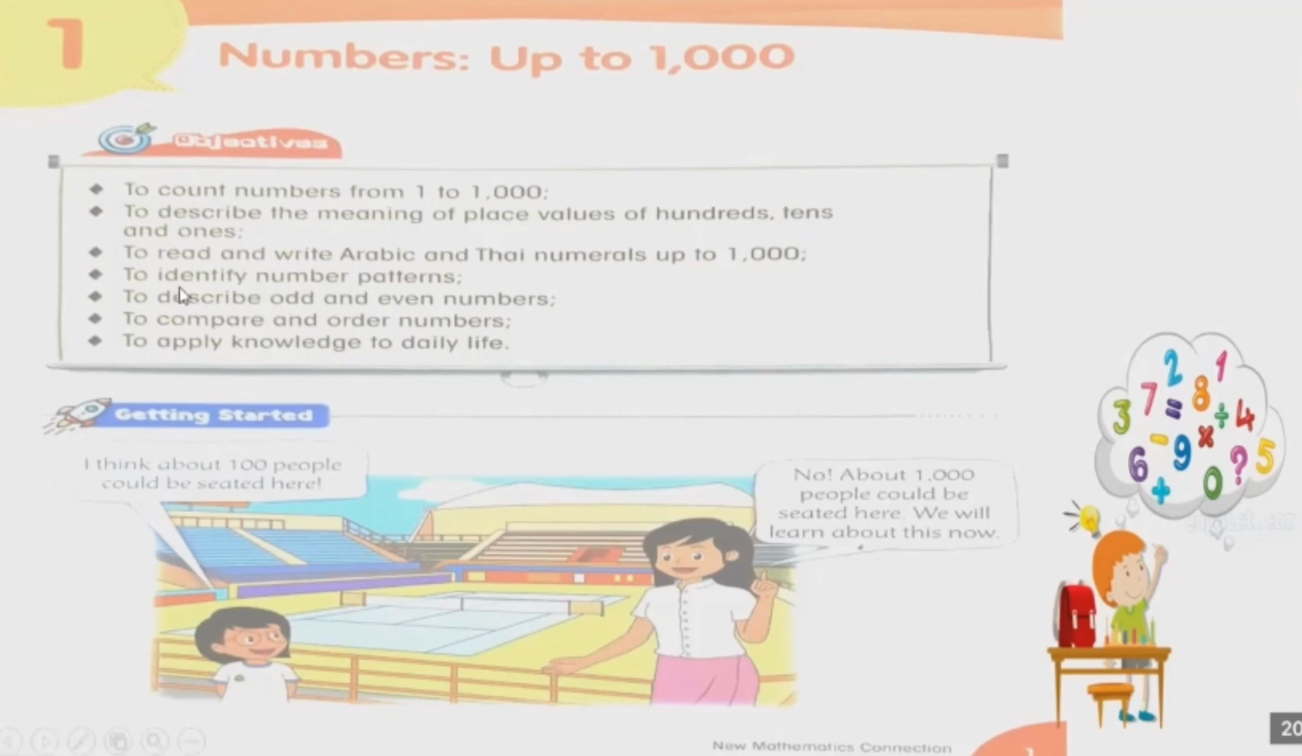And you must know how to identify the number patterns. The patterns might be by twos, or later on I will discuss it with you more deeply. And second to the last, you need to compare and order numbers. Okay, you will be able to compare and order numbers. So this is one of the objectives that you will have. And the last one is to apply knowledge to daily life.